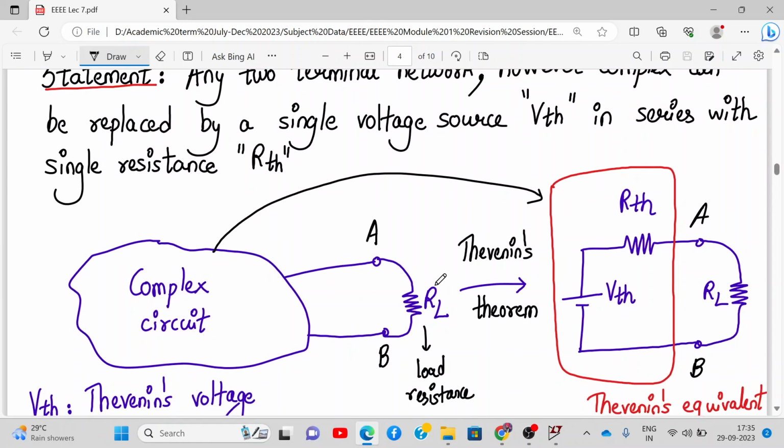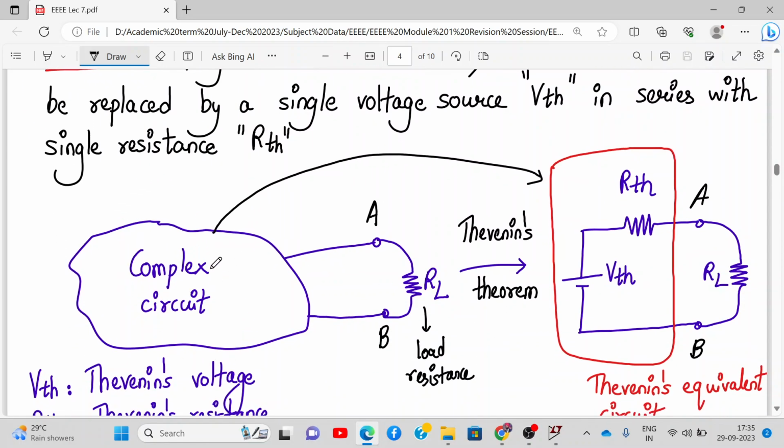So in Thevenin's theorem, we have a complex circuit consisting of various resistors in series, parallel, voltage sources, current sources. Let's say we have output terminals A and B and a load resistor connected to it. According to Thevenin's theorem, this entire complex circuit gets replaced with a single voltage source Vth and a single series resistance of value Rth.